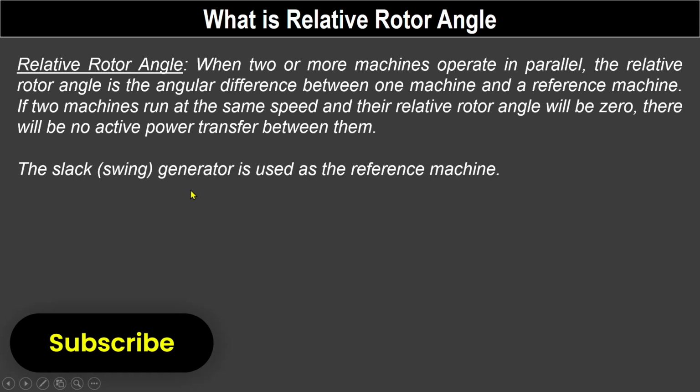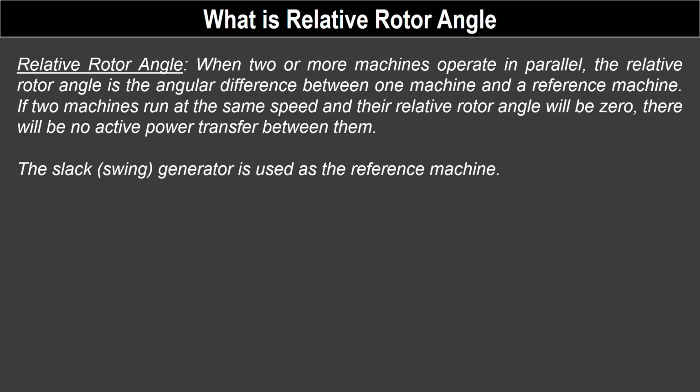The slack generator is used as the reference machine. When you are running two generators, one of the generators will be in swing mode, a slack generator. The slack or swing generator is considered the reference machine, and we can measure the other rotor angles with reference to that machine.